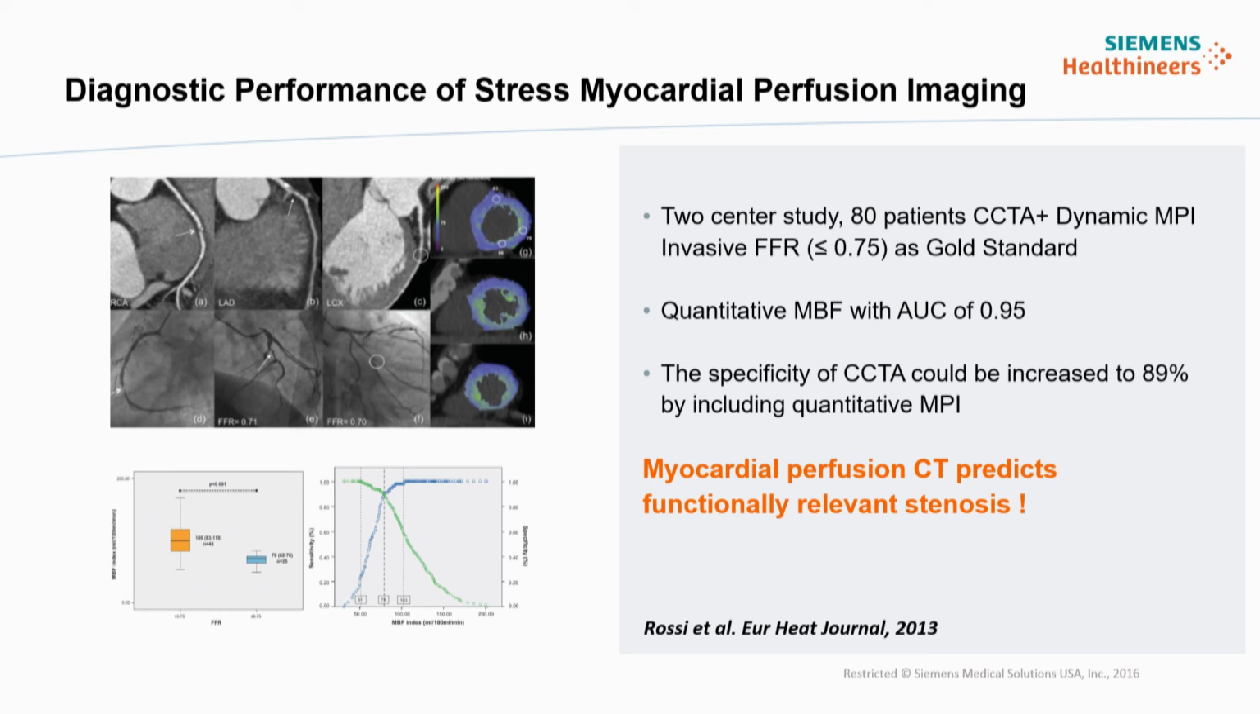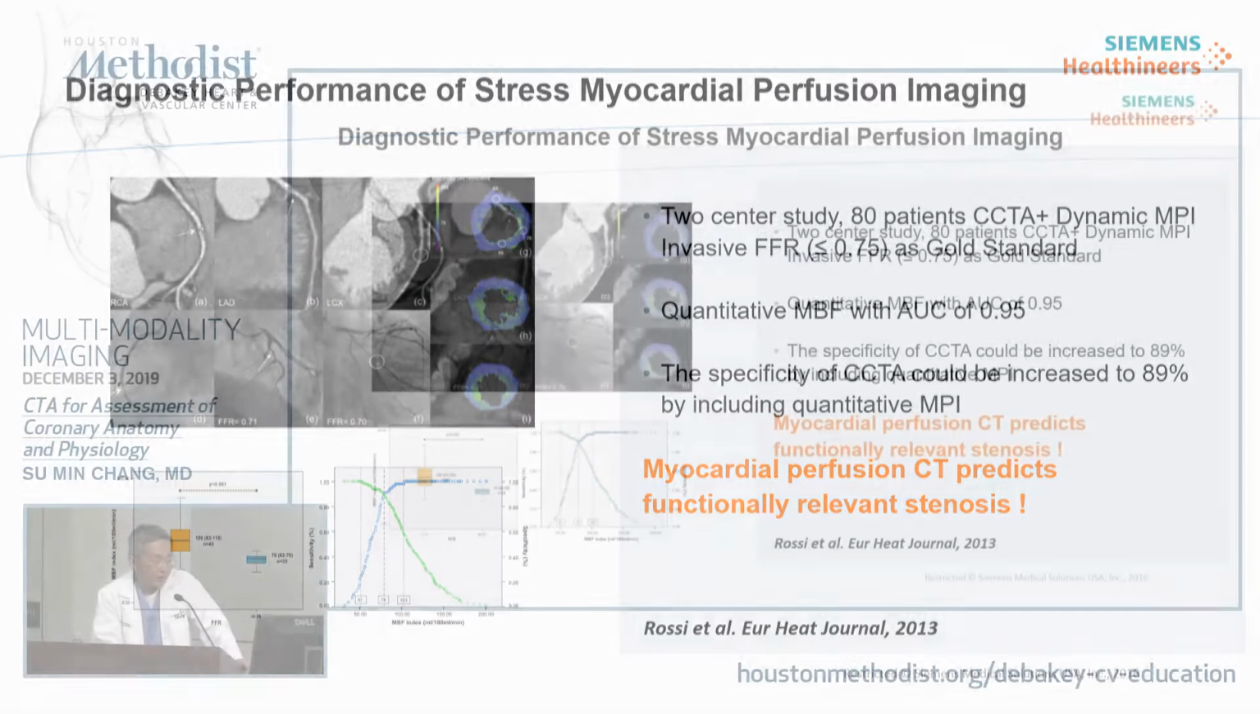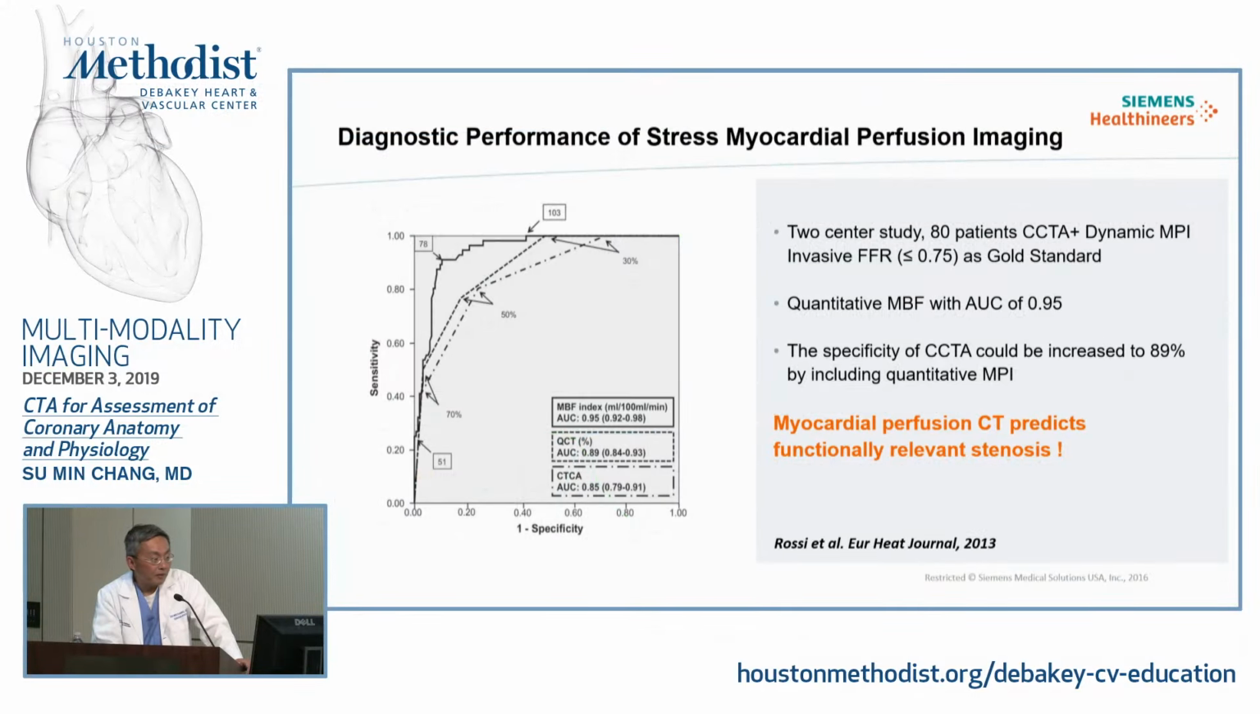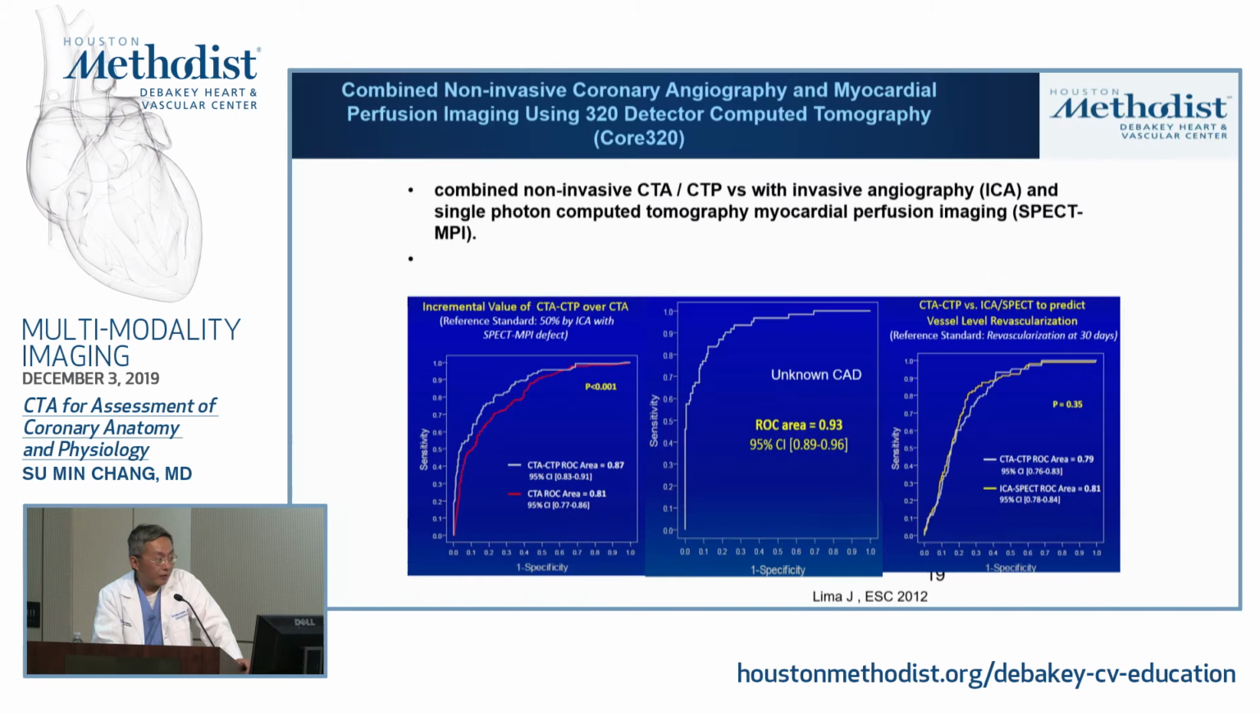And there's been quite a few studies. People have been doing this since the advent of CTA. This is one of the first studies published 6 years ago. So this essentially shows that, using invasive FFR, the gold standard, dynamic myocardial perfusion imaging has very good diagnostic accuracy. I'm not going to go through that too much.